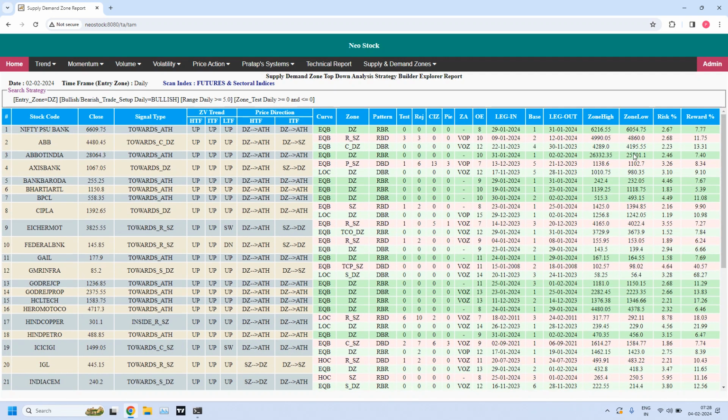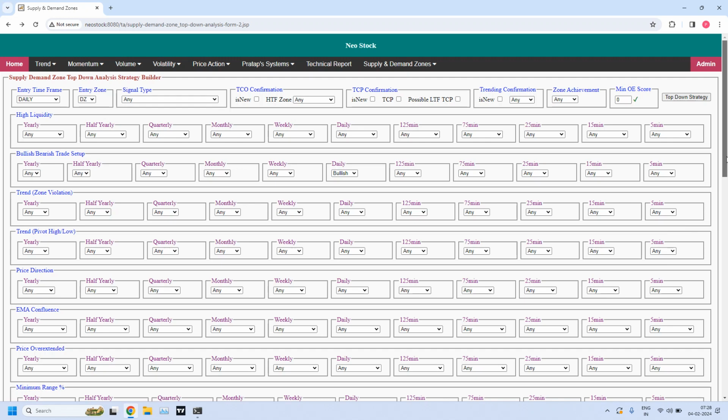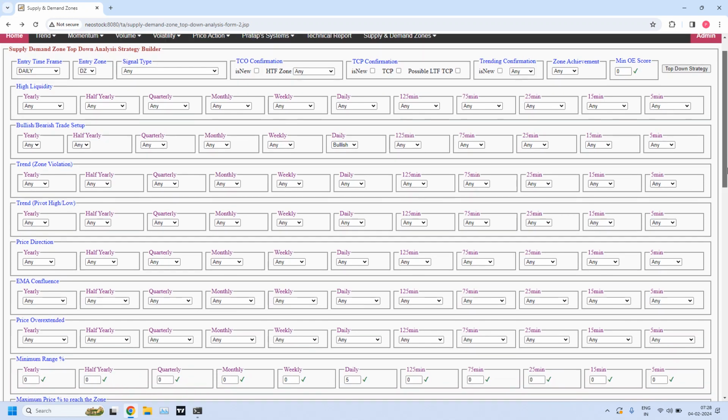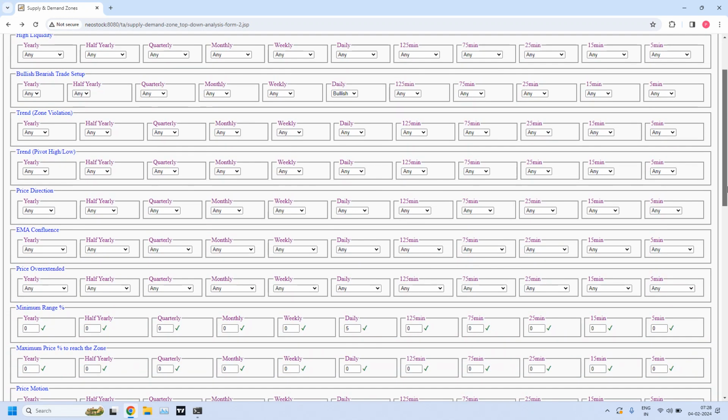Because the 42 number is a big number, now we want the price near to the demand zone, the stock's current price. For that, you have to use the parameter maximum price percent to reach the zone. First I want to check within 1% level, any zones are there. So I am setting within 1%, any zones are there. Probably those zones will be triggered.